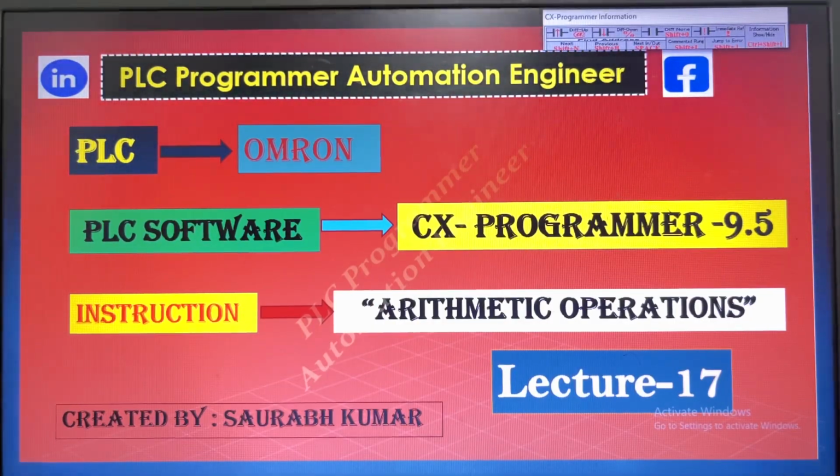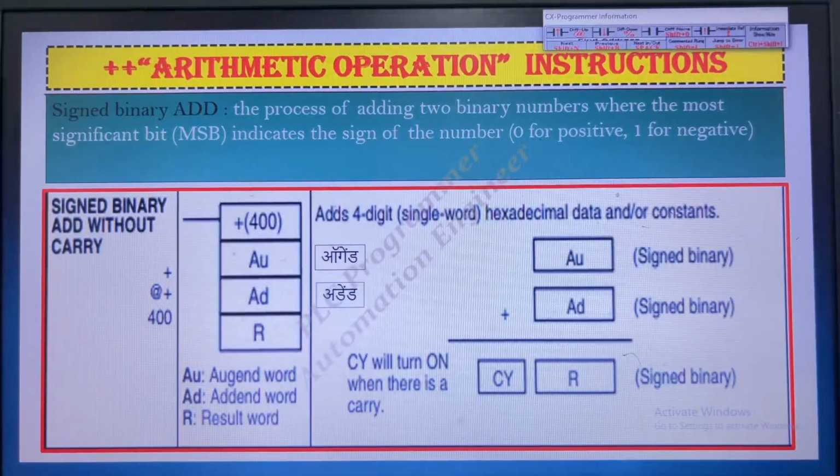We are going to the next lecture, learning PLC 17. The Omron PLC software is CX-Programmer version 9.5. We will discuss PLC arithmetic instructions: add, subtract, multiply and divide. We go to add without carry: the augend and addend words, and the result word.